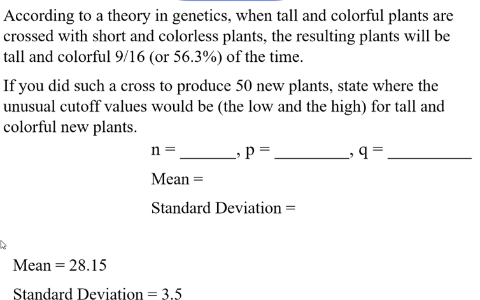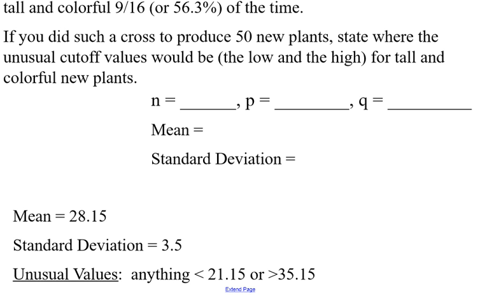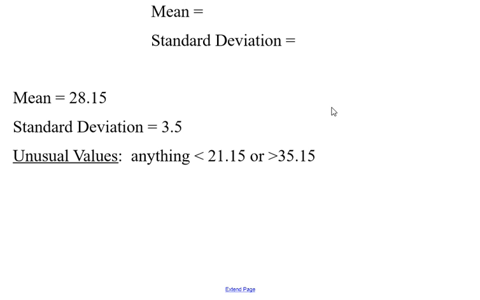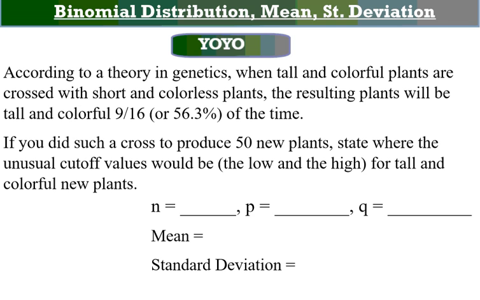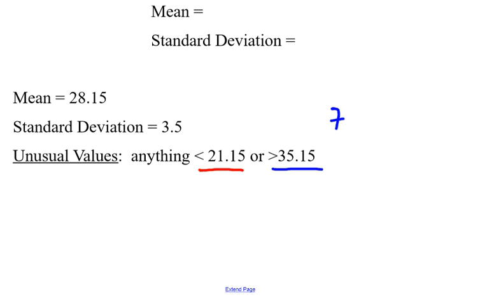This is what you should have calculated. You should have found the average would have been 28.15, standard deviation of 3.5. If I double 3.5, I'm going to get to 7. So if I am more than 7 above the mean, if I take 7 and add it to 28.15, I get 35.15. If I take 28.15 and subtract 7, I get to 21.15. If I have less than 21 or more than 35 of those plants that are tall and colorful, that would be considered to be unusual, and there might be something else going on that I would investigate. So this allows me to determine what the unusual cutoff values will be.